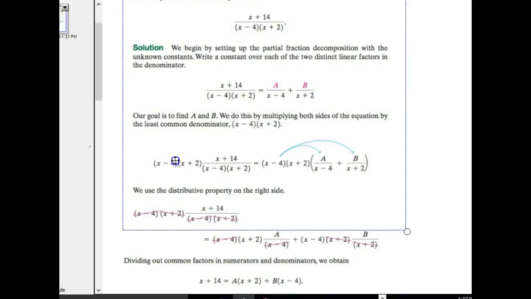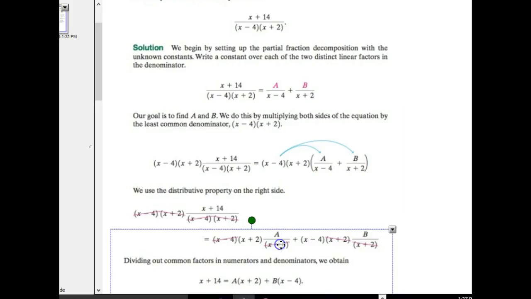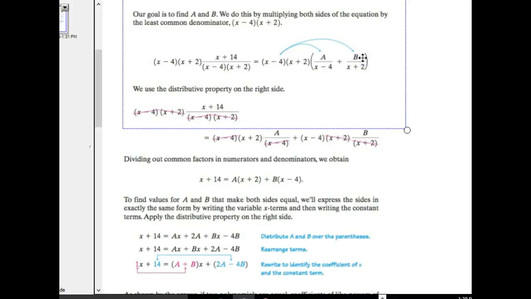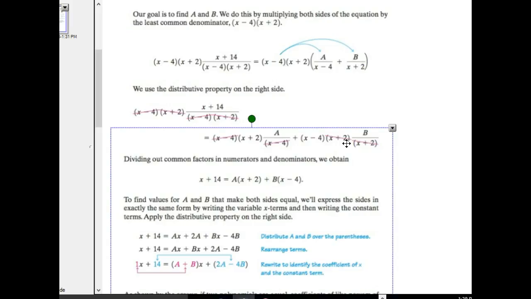Now, what you do on the left side, you must do on the right side. So when I take the right side and multiply it by x minus 4 and x plus 2, then when I multiply it by the first one, or the a, only the x minus 4s are going to cancel each other. So you're going to be left with the x plus 2 times a, which is what we have right here. In the second one, when you multiply by the b value, the x plus 2s this time are going to cancel. So you're going to be left with b times the x minus 4.